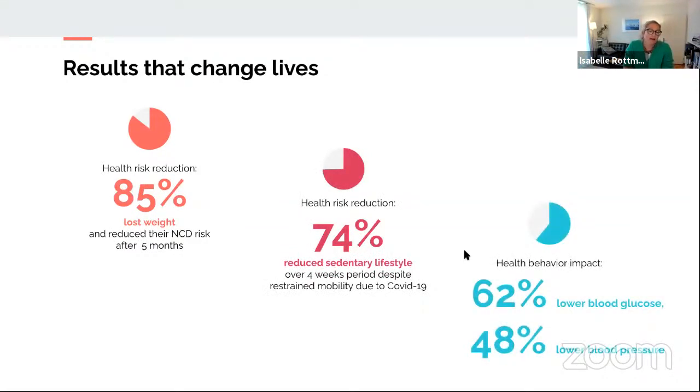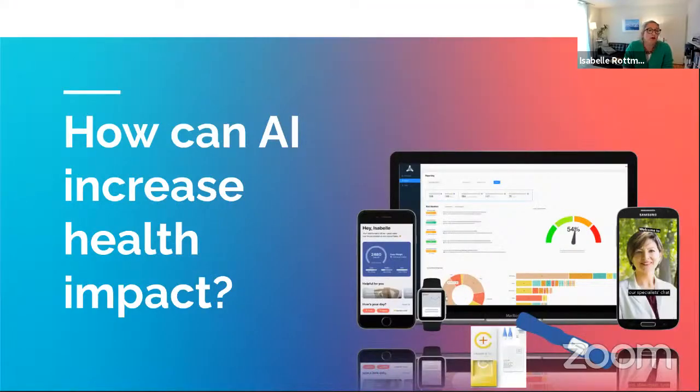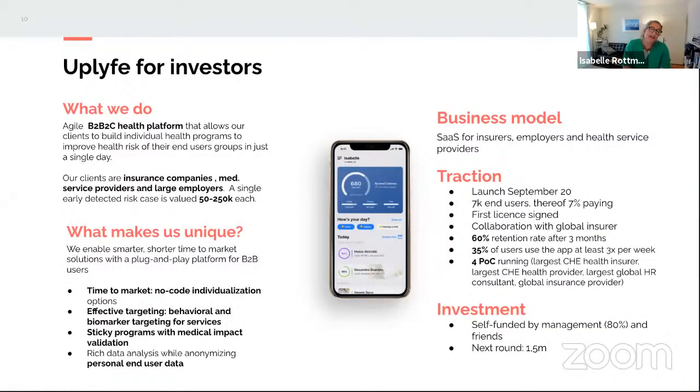Basically what we're asking for, we're looking for POC candidates. We need proof of concepts outside of Europe. We're always interested in connections, and we will be doing another round of 1.5 million towards the end of the year. Currently, we're management owned.